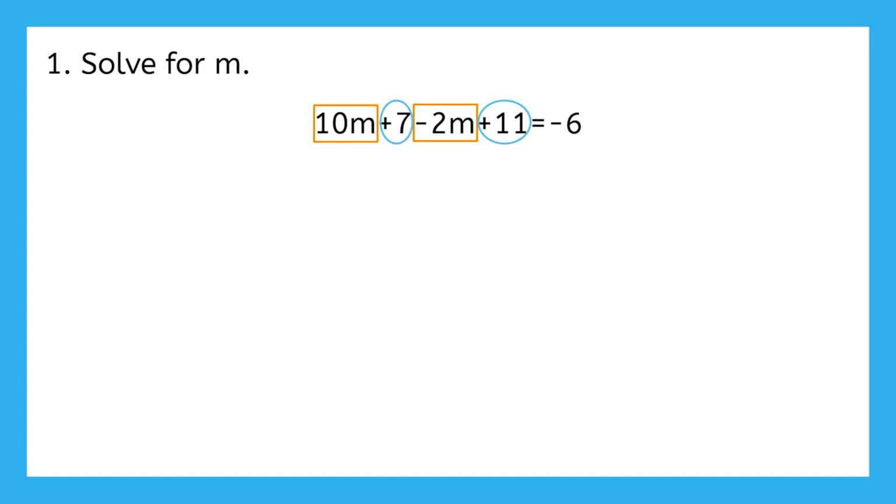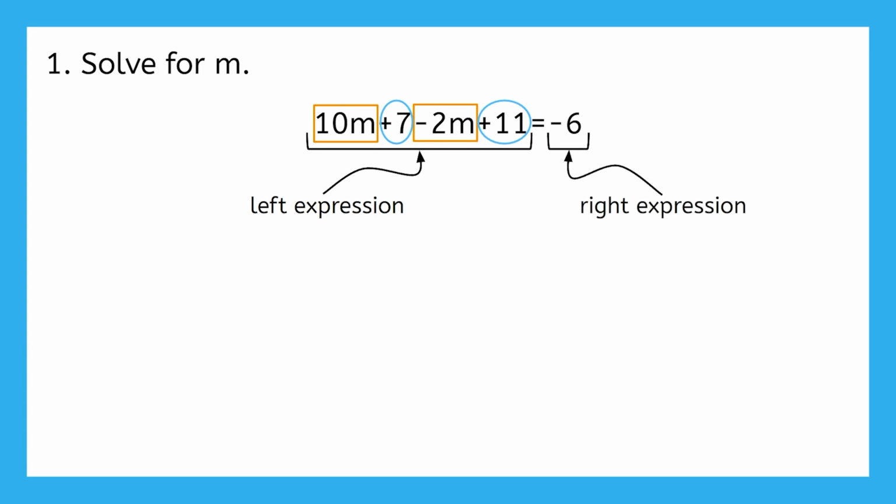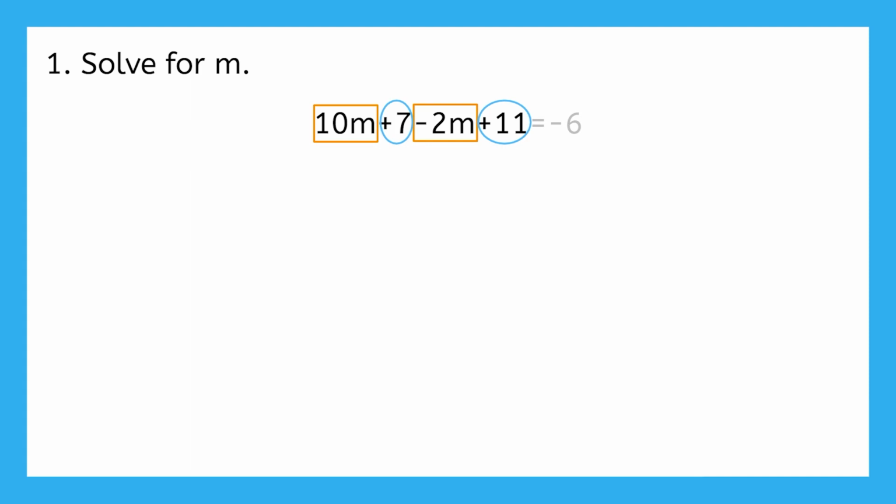Notice that I am not going to touch the negative 6 over on the right side. What do you think that is? Each side of the equation is its own separate expression. Whenever we're simplifying, we can only work with one expression at a time. So I can only look at these four terms on the left. The negative 6 is its own expression. If you want, you can even cover up the other side right now so that you're not tempted to incorporate it. Go ahead and pause here to simplify the left side of the equation by combining like terms.